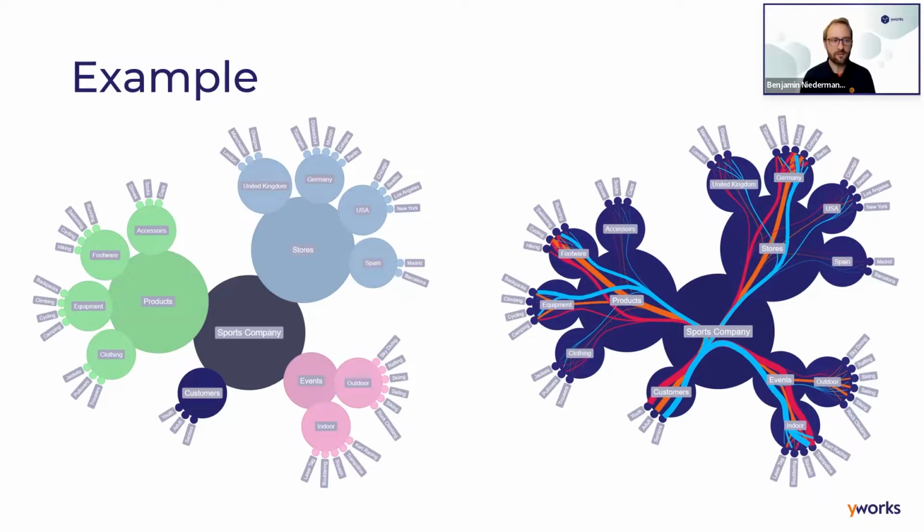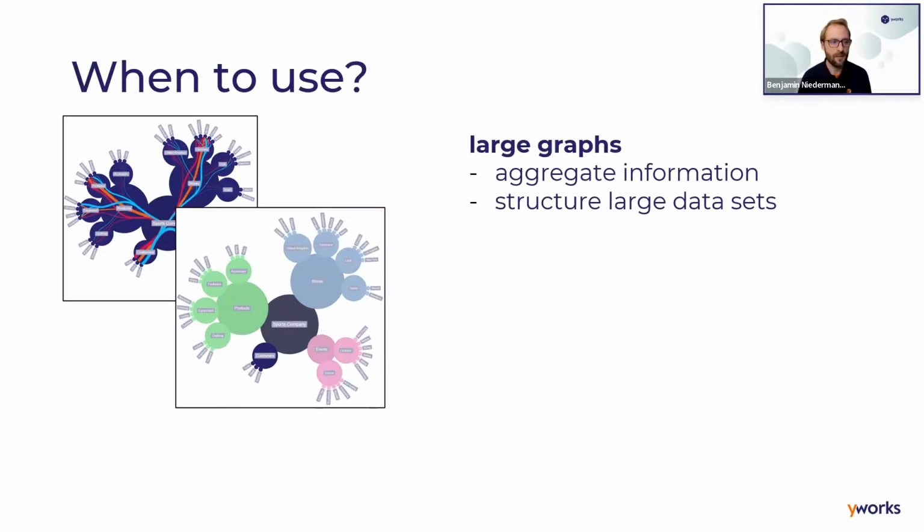So the Cactus Group layout gives us the possibility to visualize connections between these leaf nodes, for example, and also gives us some possibility to visualize flows, basically going from one node to the other nodes. So summarizing, when should we use the Cactus Group layout?